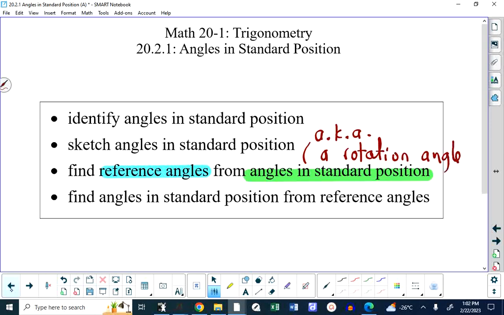And this is a pretty important idea here. There's something called a rotation angle and there's something called a reference angle, and they have different meanings. As I said, sometimes the rotation angle happens to be equal to the reference angle, but most of the time it's not.